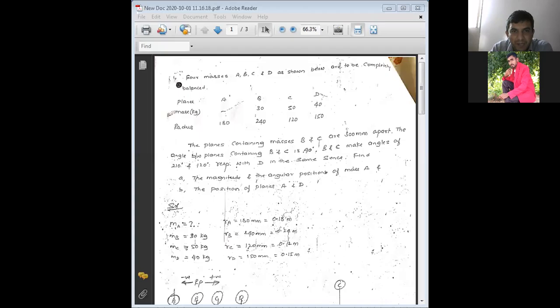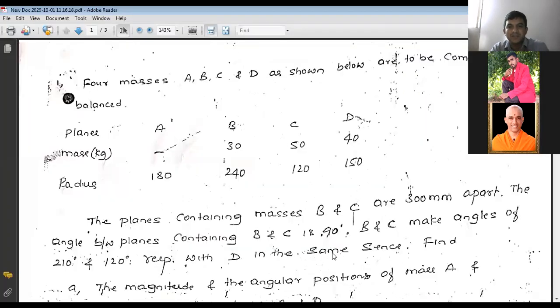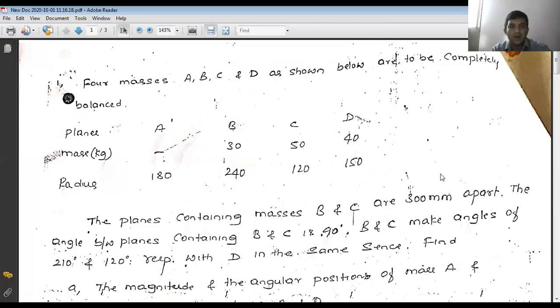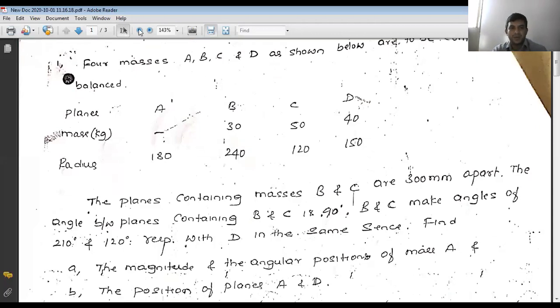Yes, check my voice is audible. Yes, sir. Okay, wait, I will share my screen. Now here I'll go for share the PDF file, not PPT. Yes, sir, the PDF file is visible. Okay, now solve this problem.